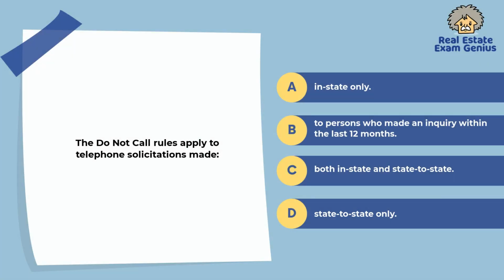67. The do not call rules apply to telephone solicitations made in state only, to persons who made an inquiry within the last 12 months, both in state and state to state, or state to state only.